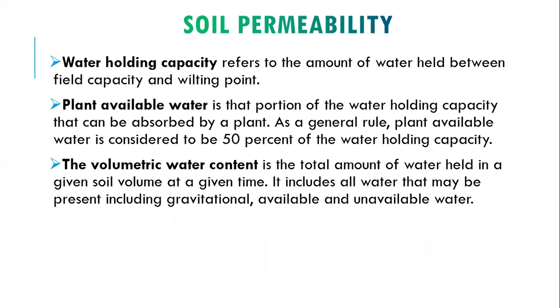The plant available water is that portion of the water holding capacity that can be absorbed by a plant. As a general rule, plant available water is considered to be 50% of the water holding capacity. The other one is the volumetric water content, which is the total amount of water held in a given soil volume at a given time. It includes all water that may be present, including gravitational, available, and unavailable water.